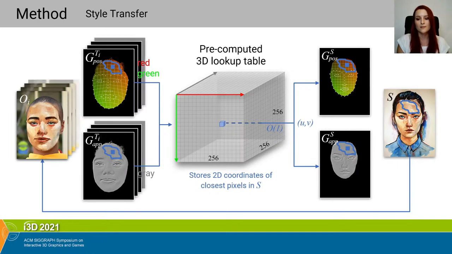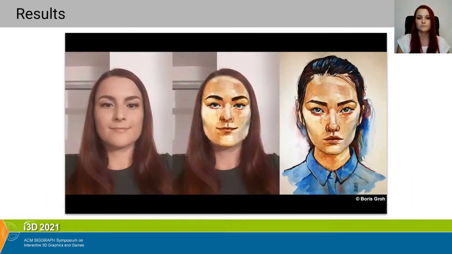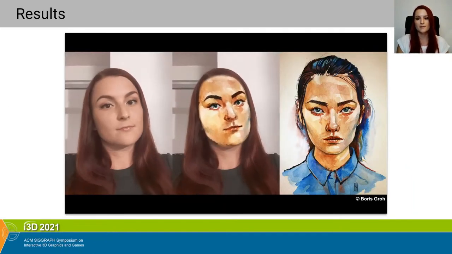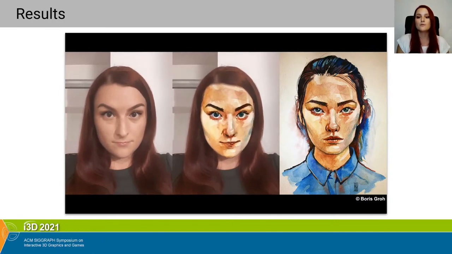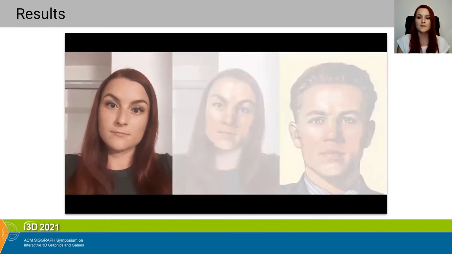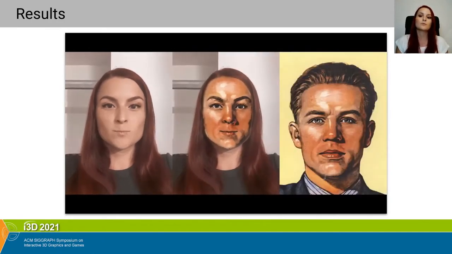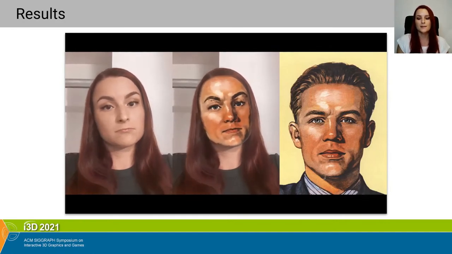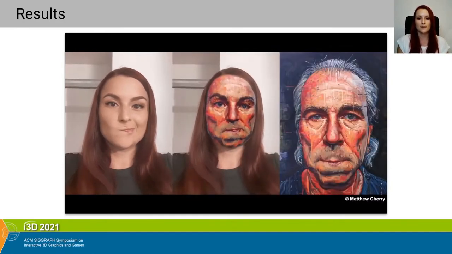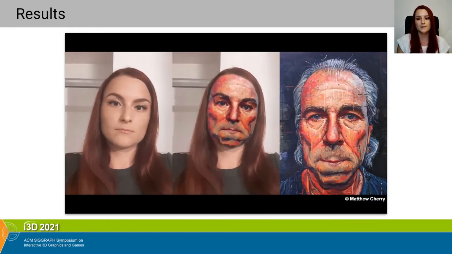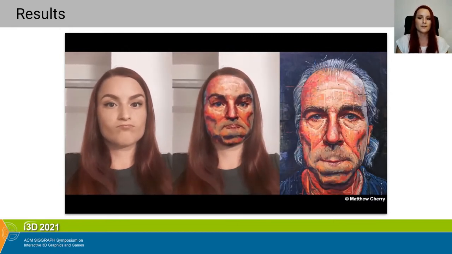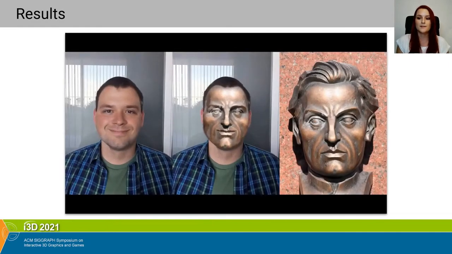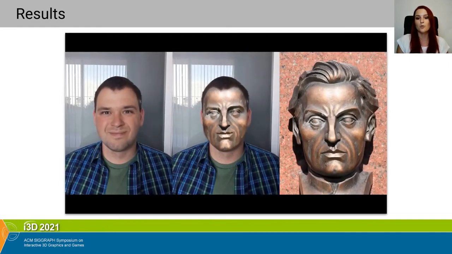This whole process is applied on each frame of the input video. Here are the results of our algorithm that allows to instantly transfer an artistic style from a painting to a target video stream in real time while preserving target's identity and textural details of the style. It works on various styles and it does not have to be a painting. It can be, for instance, a photo of a bronze sculpture.